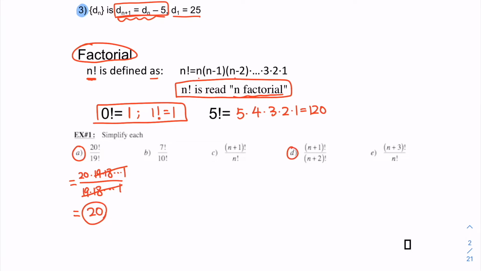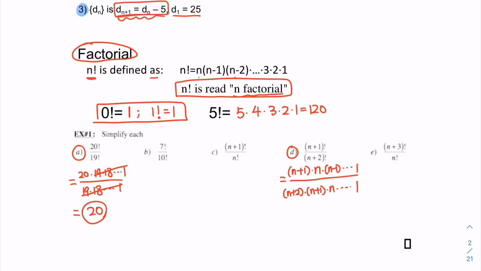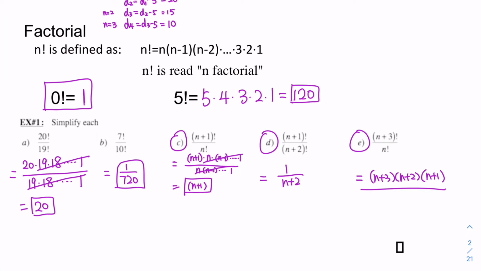Let's look at D, n plus 1 factorial over n plus 2 factorial. n plus 1 factorial equals n plus 1 times n times n minus 1 until 1. n plus 2 factorial will be n plus 2 times n plus 1 times n until 1. Now you can see everything is cancelled. Our final answer will be 1 over n plus 2. You can try B, C, and E yourself and compare with my answer key. Here's the answer for B, C, and E. You don't have to follow it. You can leave your answer like this.